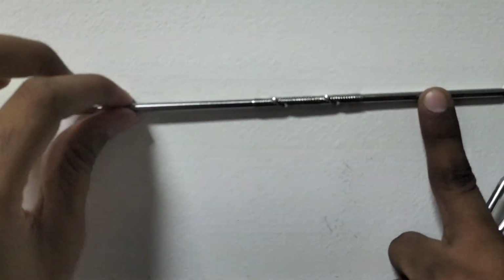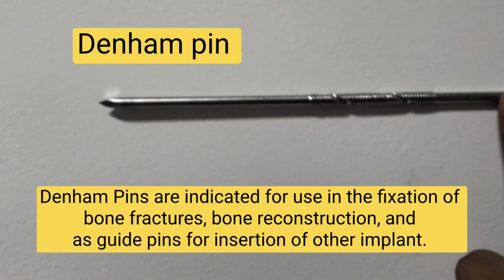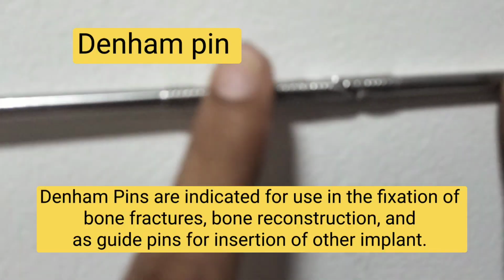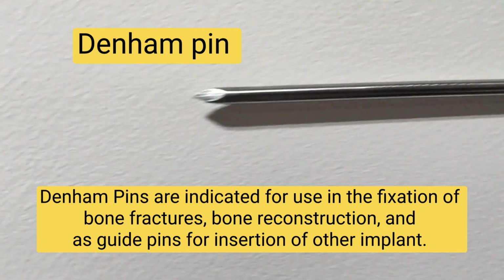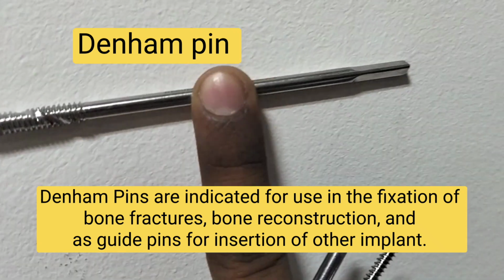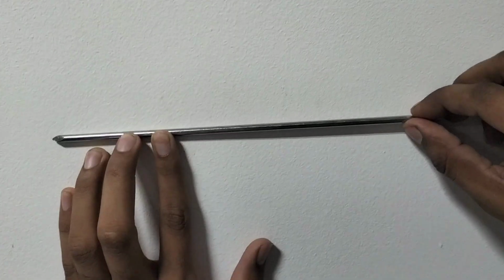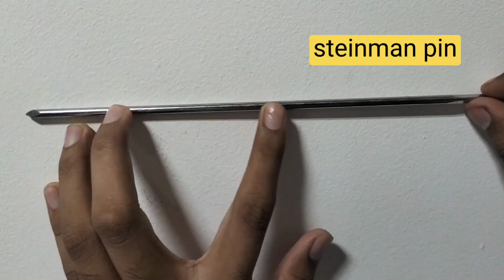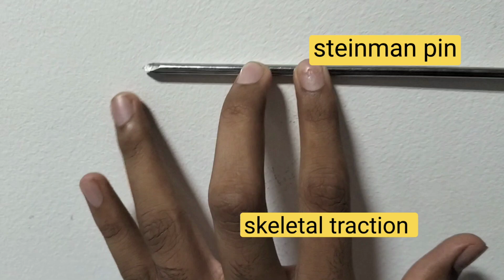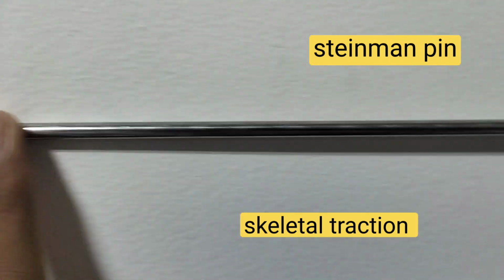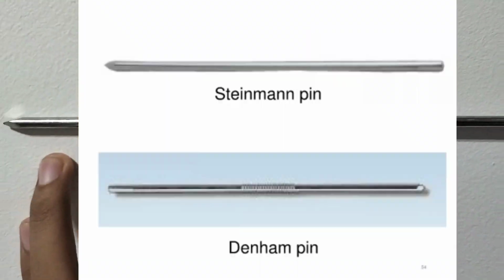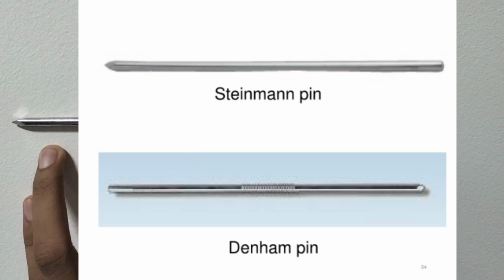Here you can see this is a Denham pin. How can I differentiate? Here you can see there are threads at the center, and one end is pointed and the other end is kind of blunt. This is a Denham pin, which is used for external fixation. The next pin is a Steinmann pin. Steinmann pin has no threads, and one end is pointed and the other end is blunt. It is used for skeletal traction.